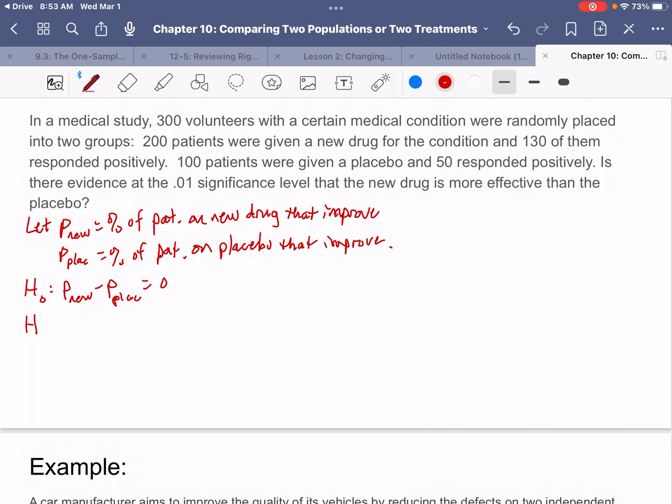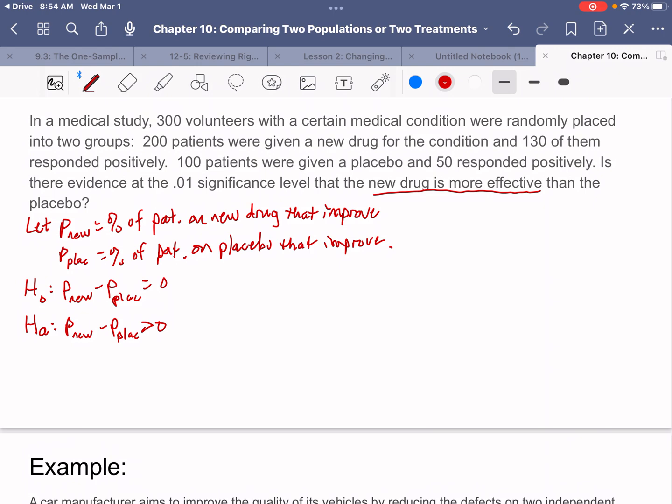The alternative hypothesis, we're looking for evidence that the new drug is more effective. So this time I want to say P subscript new minus P subscript placebo is greater than 0. If the new drug is more effective, then if we subtracted the percentage of new minus the percentage of placebo, we would expect the answer to be greater than 0.